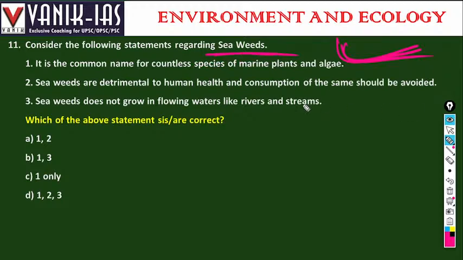Next, are seaweeds detrimental to human health and consumption? No, they are used for human health. If they are used for food, they are not harmful to human health. Seaweeds do not grow in flowing water areas like rivers and streams. This is also wrong. So only one option is the right answer. Seaweeds grow among flowing waters.